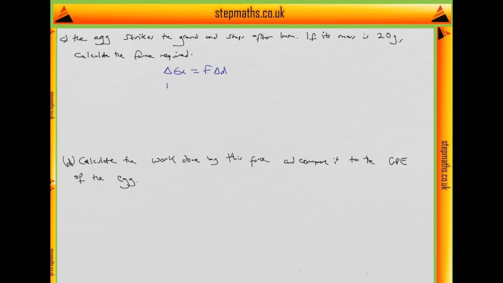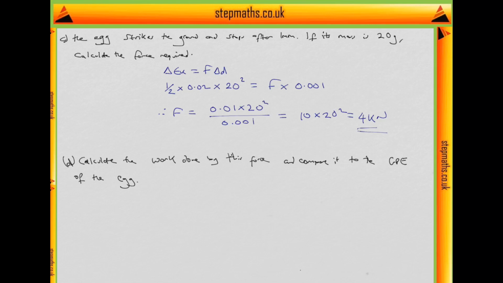So its change in kinetic energy, well, it strikes with half times its mass, 20 grams, 0.02 kilograms, times its velocity squared. And it strikes with 20 meters per second, so 20 squared. And that's equal to F times the distance, 1 millimeter, 0.001 meters. So F is therefore equal to 0.01 times 20 squared over 0.001. That's equal to 10 times 20 squared, which is equal to 4 kilonewtons. So that's the force required.